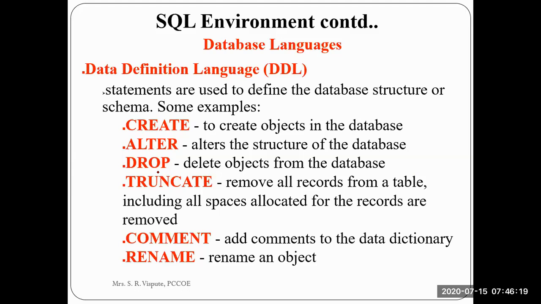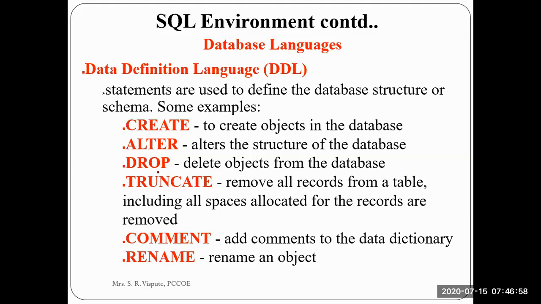For example, create. This create command is used to create the objects in the database. What are the different objects available in the database? We will learn that in detail in our syllabus. One example of an object is the table. Another example is the view. Using the create command, you can create the table and define the structure of that table, the data types of the attributes, with the size and so on.